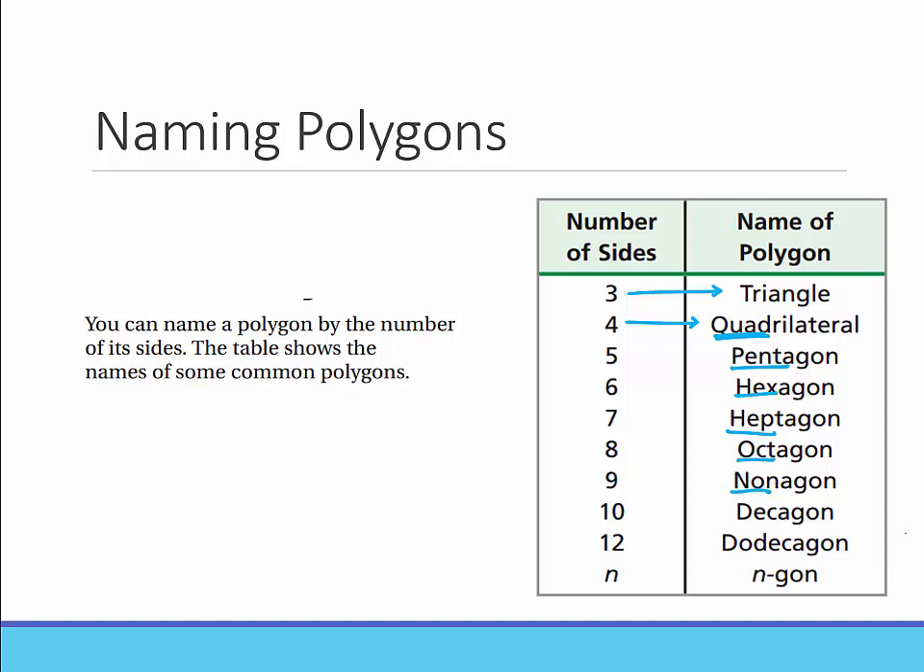Nonagon sounds a lot like 9. Decagon is 10, think like decade. Dodecagon is 2, and then 10 more, so 12. And then an n-gon, so anything after 12, we just call it whatever it is, gon. So like a 13 would be a 13-gon. Some of the other ones have special names, but these are the ones that you should know about.